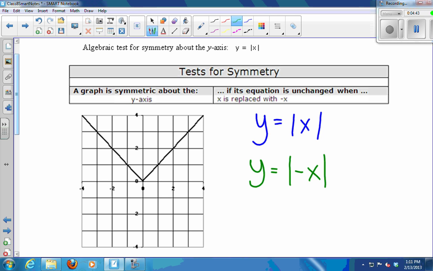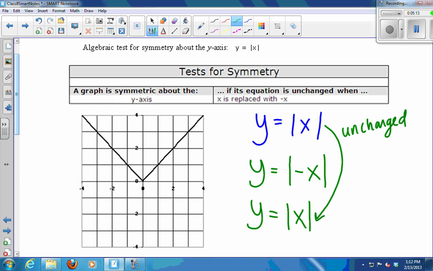But what is the absolute value of negative x equal to? It's the absolute value of x, right? The absolute value of negative x and the absolute value of x are the exact same value. So what happened is I replaced my x with a negative x and found that my equation was unchanged. Because I got the exact same equation, I have y-axis symmetry.